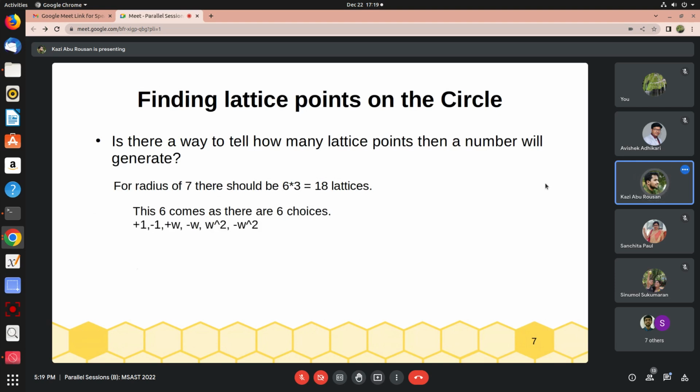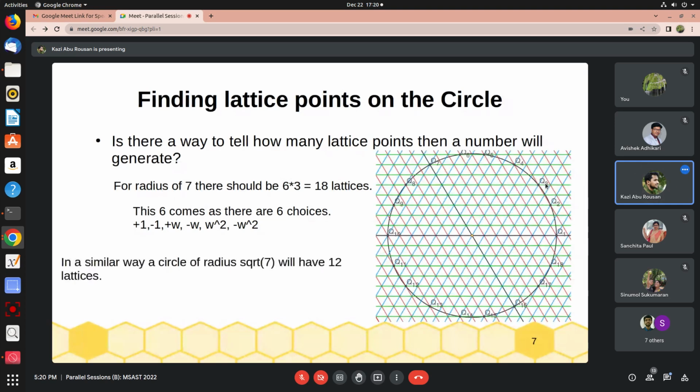So if you remember, we have 6 unities in this particular case: +1, -1, omega, minus omega, omega square, minus omega square. So for each of these particular things, using simple combinatorics logic, I can just multiply with this 6 and get this lattice point number. Like it is shown here that there are actually 18 lattice points. Okay, and similarly, you can show that for a circle of square root of 7, that is for the number 7, you will get 12 lattice points.